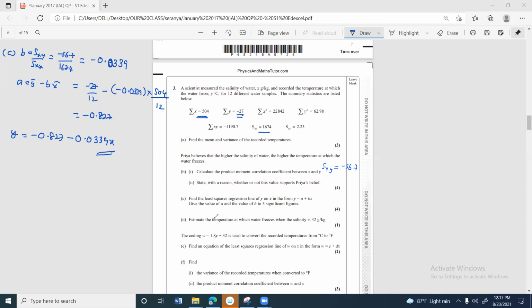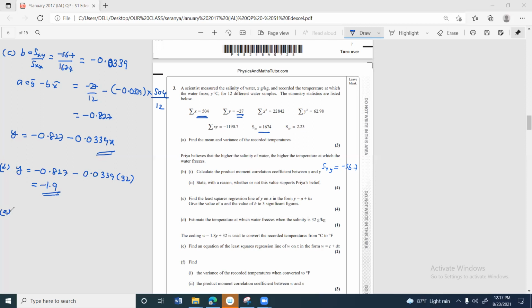Right. Then part D. Estimate the temperature at which the water freezes when the salinity is 32. So this is pretty simple. You can substitute 32 into this equation. You can write y equals minus 0.827 minus 0.0339 times 32. So you get the answer: y is equal to minus 1.9. That's the answer for that.